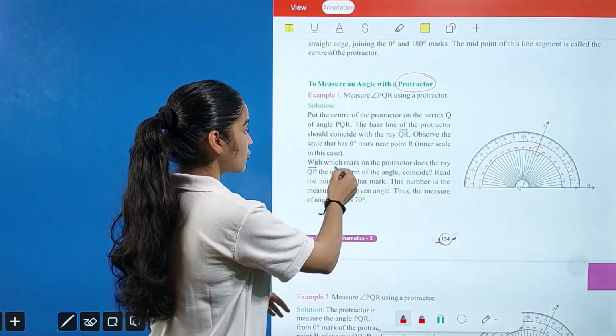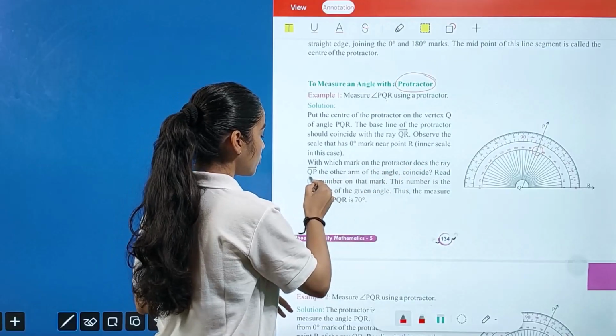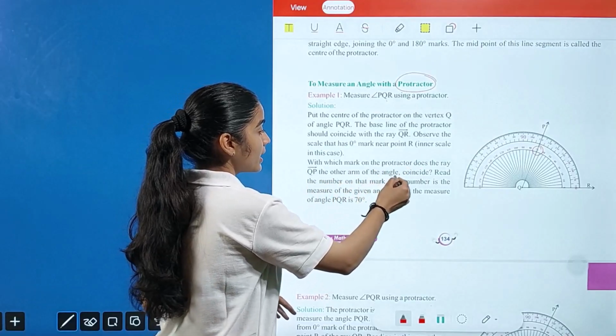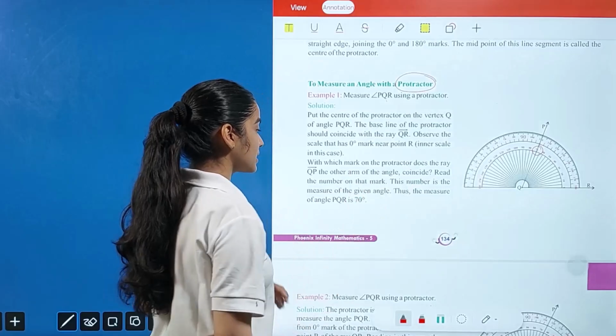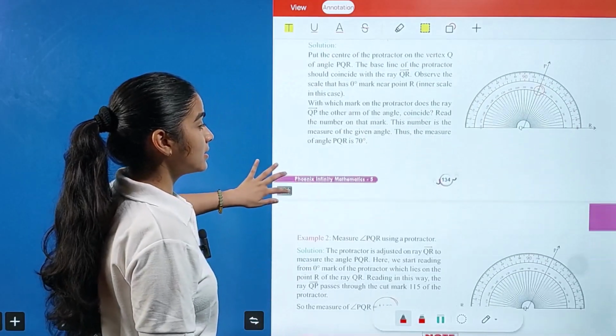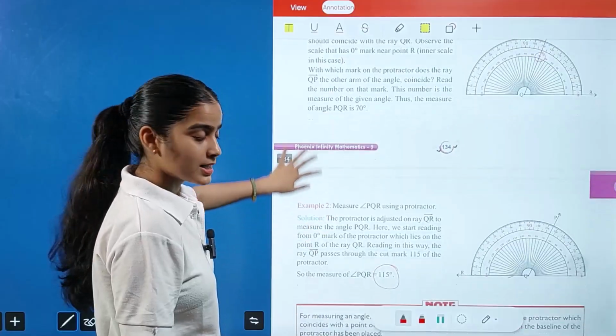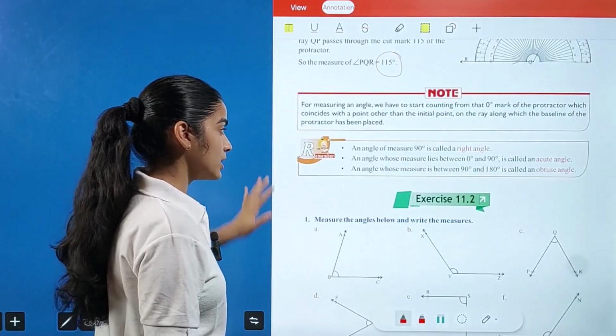So with which mark on the protractor does the ray QP, the other arm of the angle, coincide? Read the number at that mark. This is the measure of the given angle. Thus the measure of angle PQR is 70 degrees. So by doing that you can easily measure it.